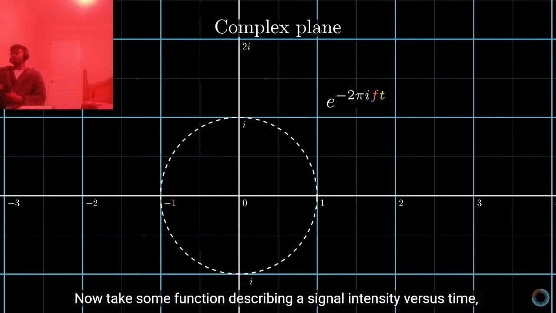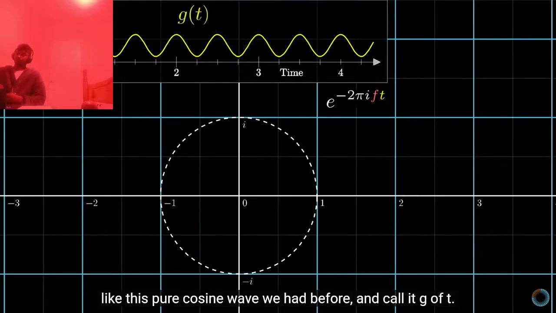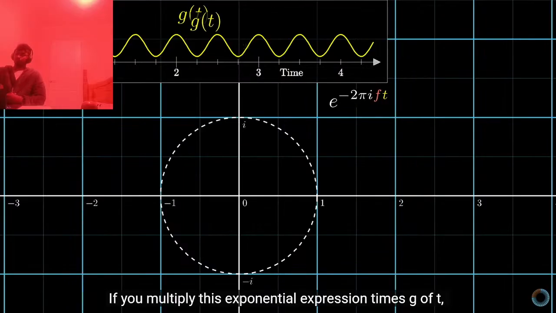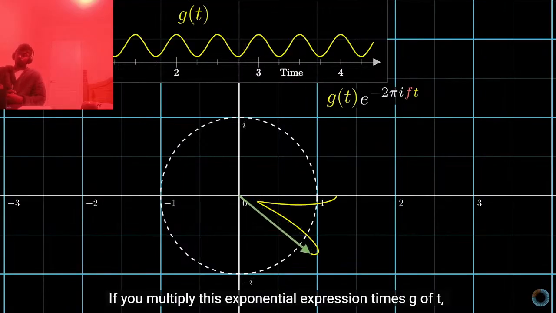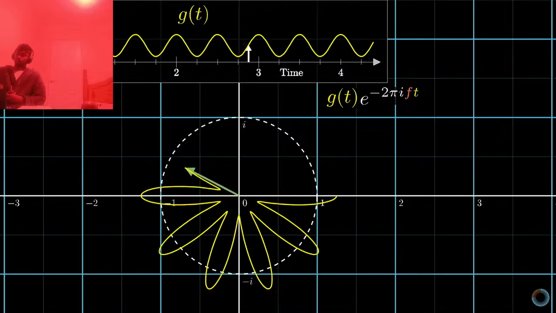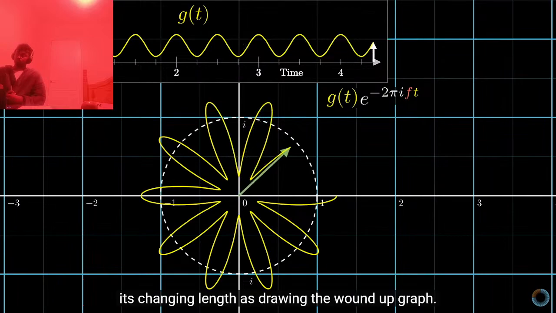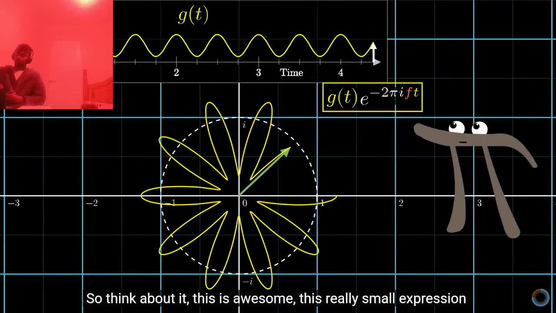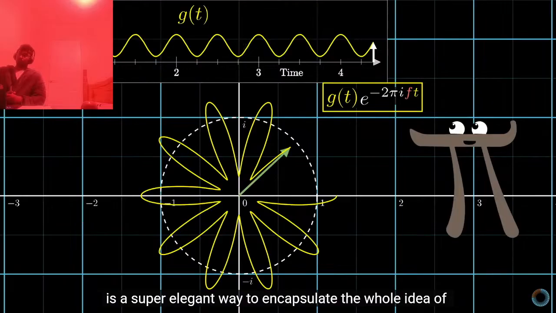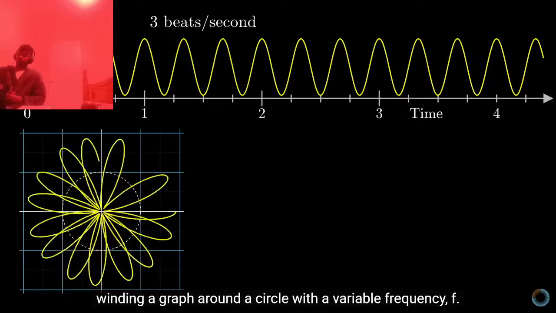Now, take some function describing a signal intensity versus time, like this pure cosine wave we had before, and call it g of t. If you multiply this exponential expression times g of t, it means that the rotating complex number is getting scaled up and down according to the value of this function. So you can think of this little rotating vector with its changing length as drawing the wound-up graph. So think about it. This is awesome. This really small expression is a super elegant way to encapsulate the whole idea of winding a graph around a circle with a variable frequency, f.